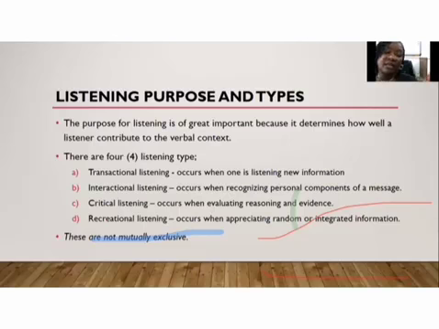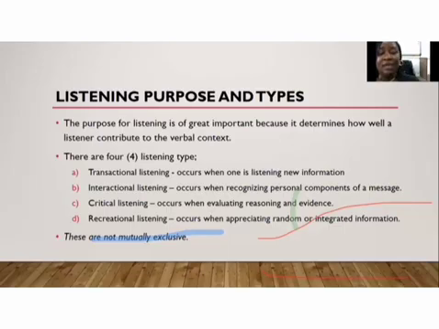The second type is the interactional listening. And this occurs when you recognize personal components of a message. For instance, if in the class, I say, those of you who are not registered, please stand up. You listen, and then you pick up that personal component of the message. If you registered, you will not stand up. If you did not register, you will stand up.